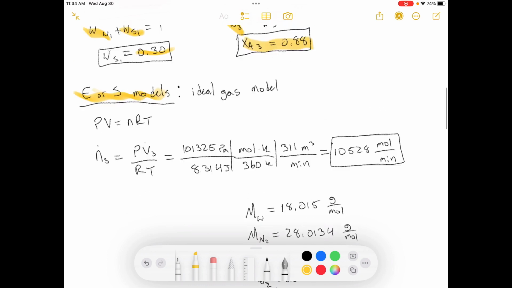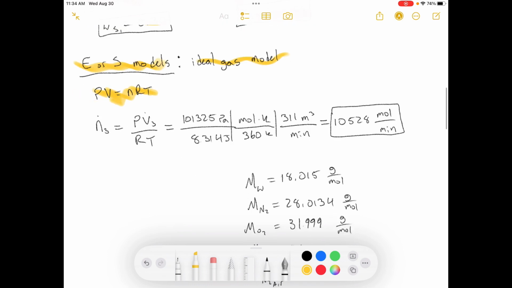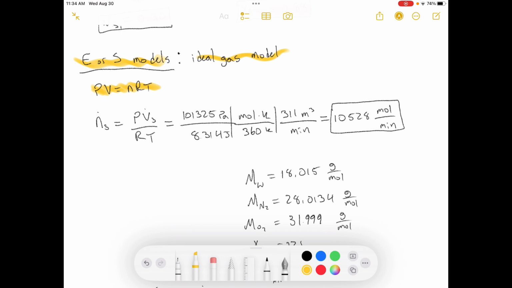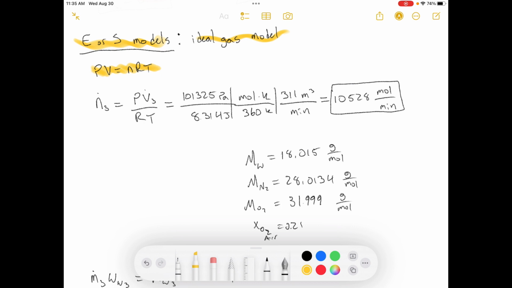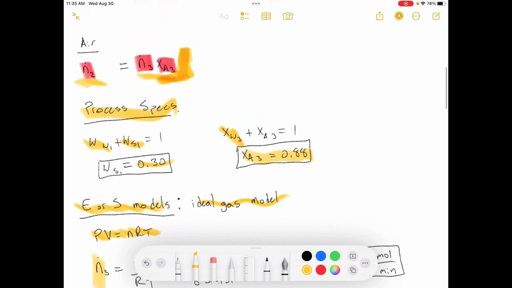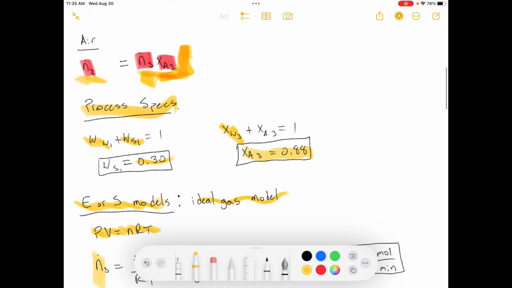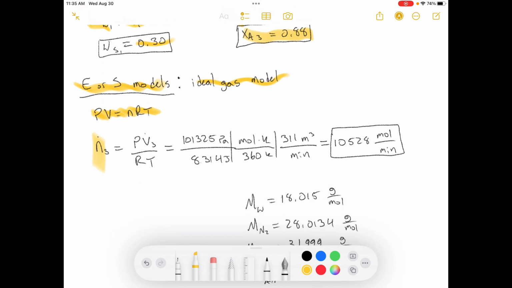Okay, so our ideal gas law is pressure times volume equals the number of moles times R times T, temperature. We're solving for molar flow rate because we want to know it for this stream right here. So we solve for the molar flow rate.